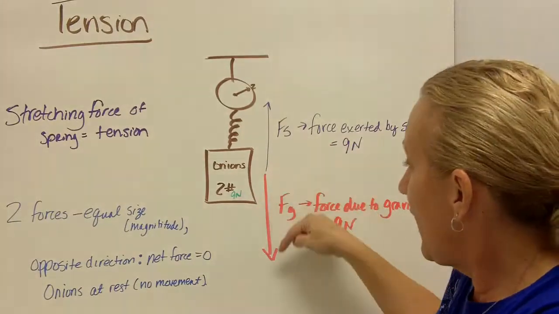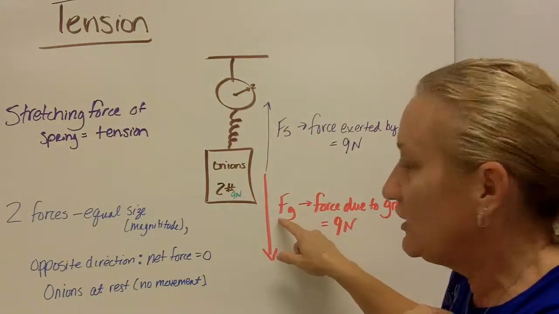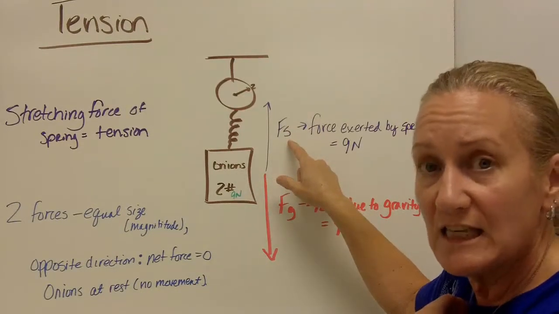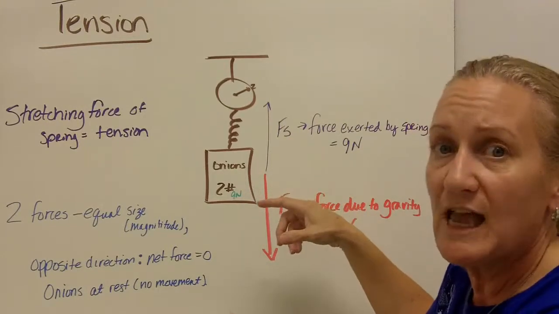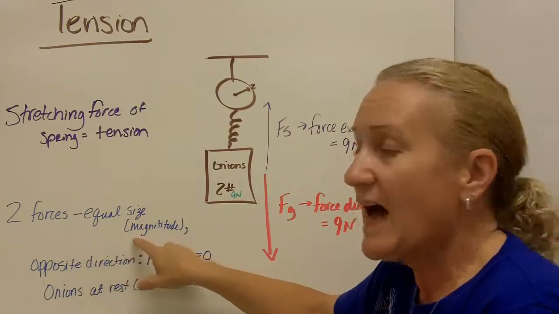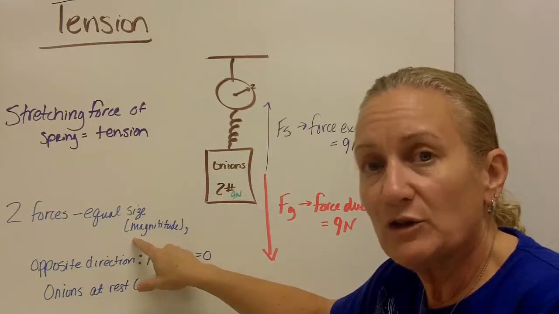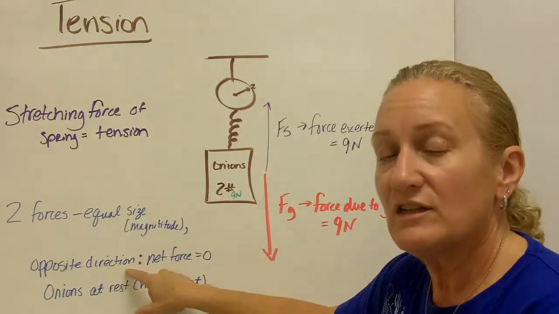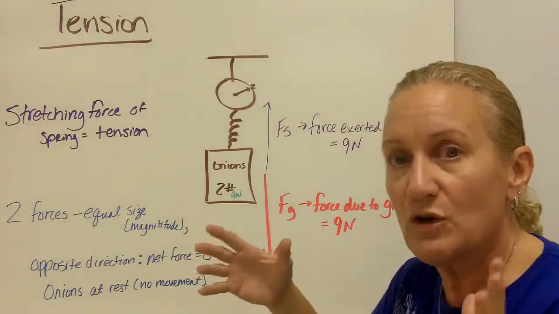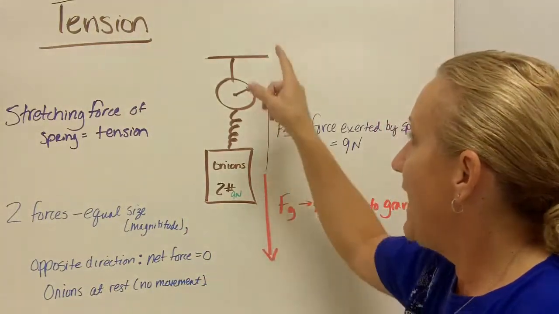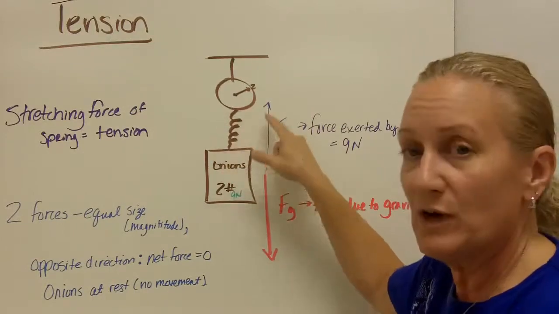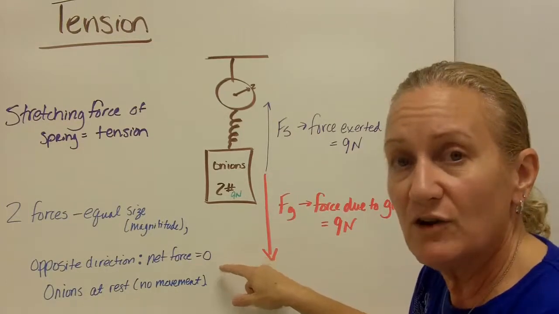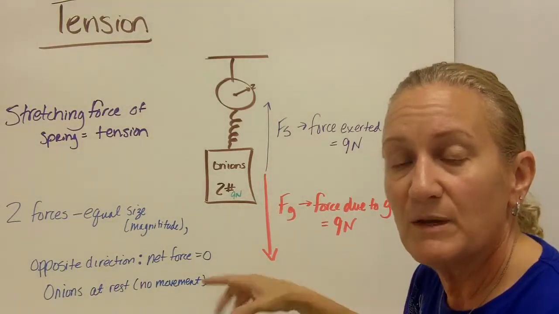So the force due to gravity, F with a little g, is called F sub g. And the force due to the spring, F sub s, are in equilibrium, they're the same. So the two forces are equal in size. We now have another word for equal in size, it's called magnitude. Magnitude is just the number, just how much. But they're in opposite directions, and in just a minute, you're going to see why direction is so important in physics. If you have 9 newtons up, that's what the spring is pulling with, and 9 newtons down, that's what gravity is pulling with, the net force is 0 and the onions are at rest. There's no movement because the net force is 0.